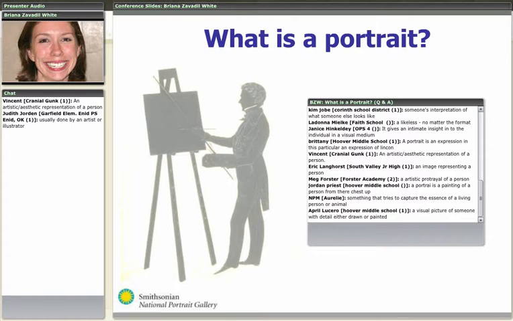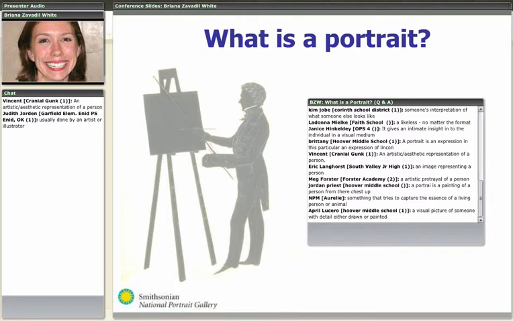A portrait really can be any and all things, as long as we are talking about the likeness of an individual. The Portrait Gallery was recently part of an exhibition a few years ago where we had digital DNA, and that is considered a portrait. It's a tricky question, and if you decide to use portraits in the classroom, you need to decide how you want to define it with your students.